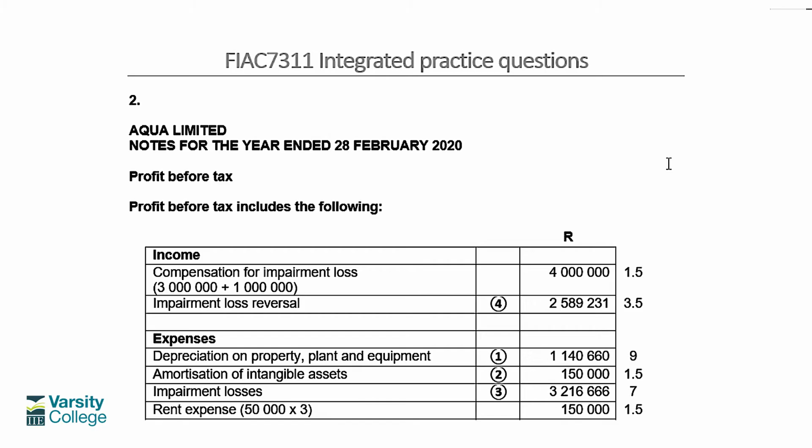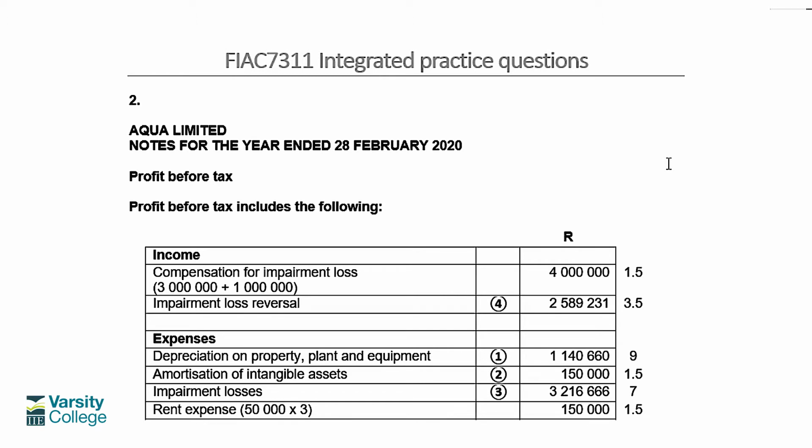So this part of the question is quite calculation intensive. There's no presentation of format really because it's just a list. So you're going to spend most of your time and most of your marks will be earned on doing the calculations. Right, we're now moving on to part 2 of Aqua Limited, the solution.